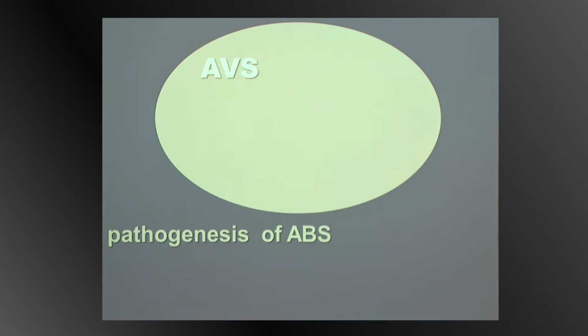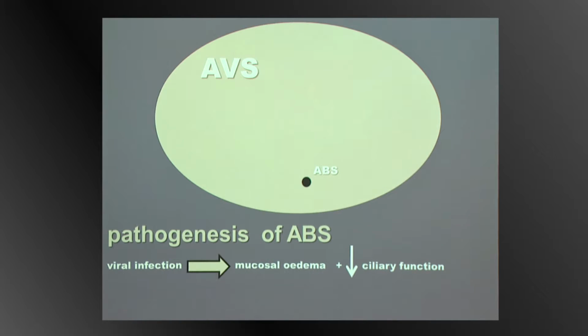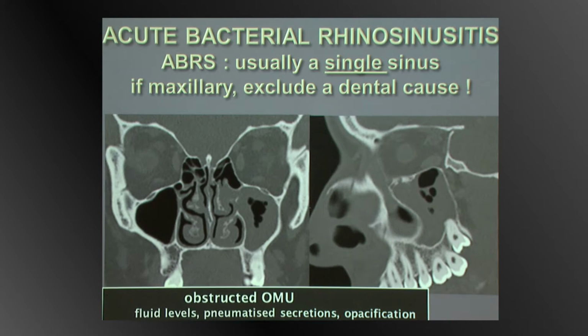So the pathogenesis is said to be, you get a viral infection, you get mucosal edema, and that knocks the cilia off. You get ostial occlusion due to mucosal edema, the sinus secretions become trapped, and you get bacterial infection. So acute bacterial sinusitis is normally a single sinus, and if it's maxillary, you have to exclude a dental cause, as we've said.